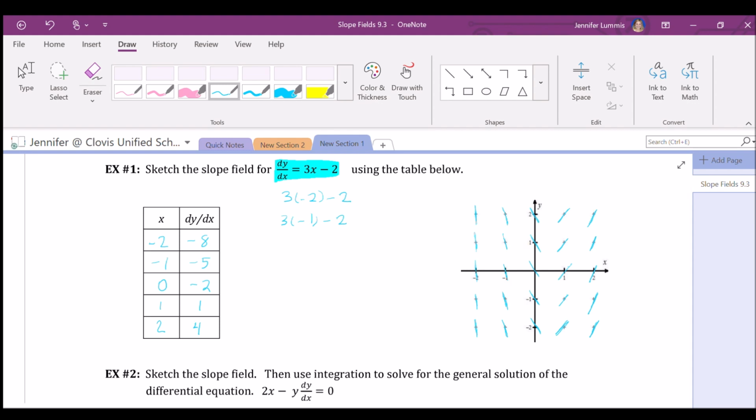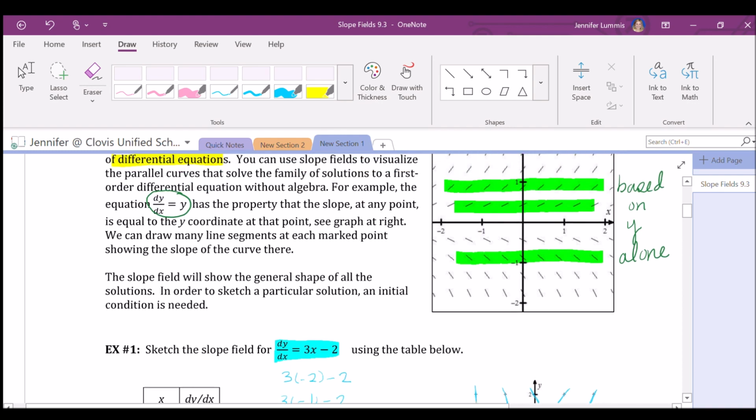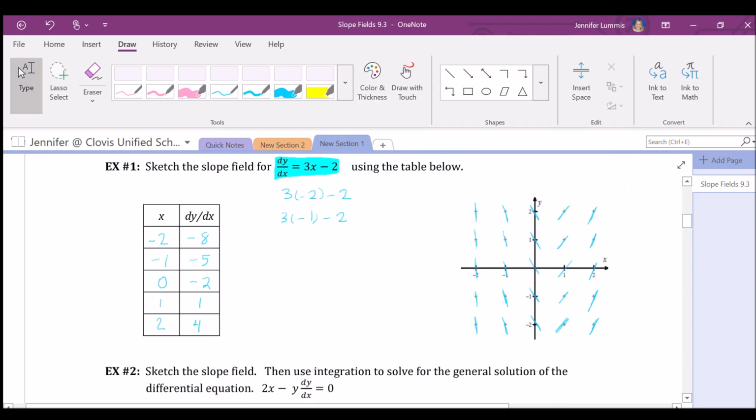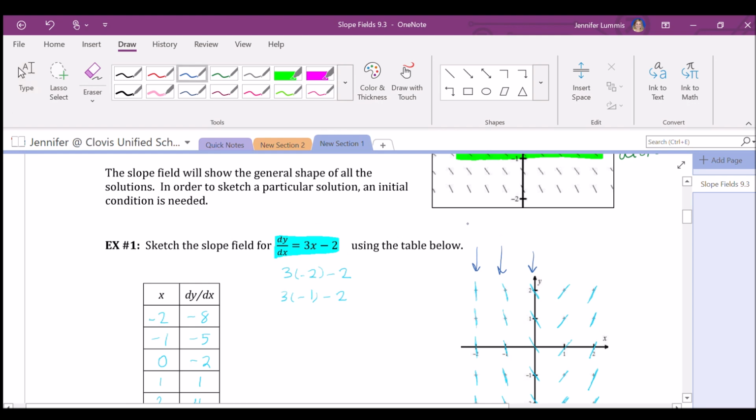You'll also notice again that, like the example above where everything was based on y, so all the lines horizontally were the same, now you'll see vertically that they all appear to be the same slope. These are all the same, and that's because it's based on x.